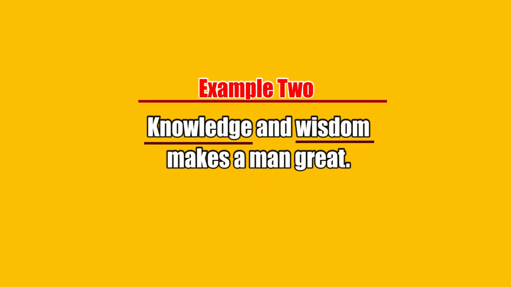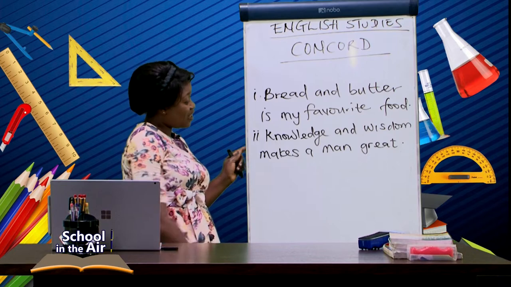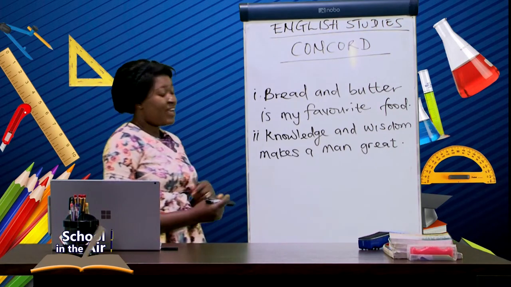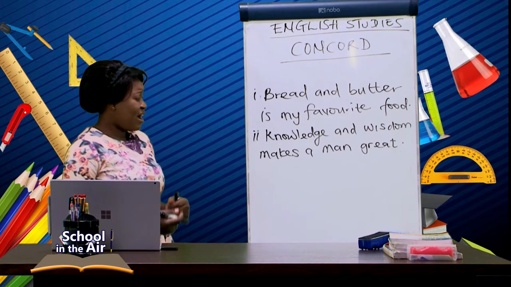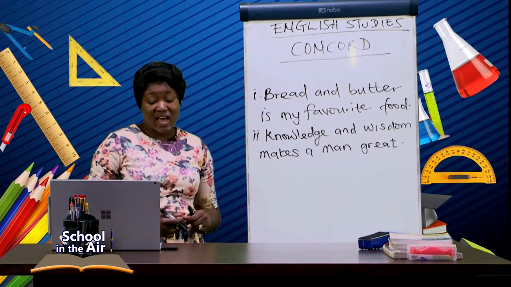The two have been used together, and of course they are in the subject position. For the mere fact that we have knowledge and wisdom, that does not make it a plural subject. So they are referred to as one entity, and that's why we have used a singular verb. So I believe you can also construct your own sentence at home too.